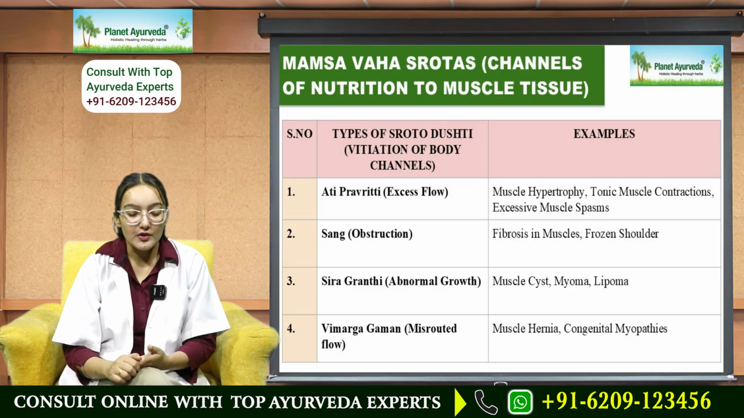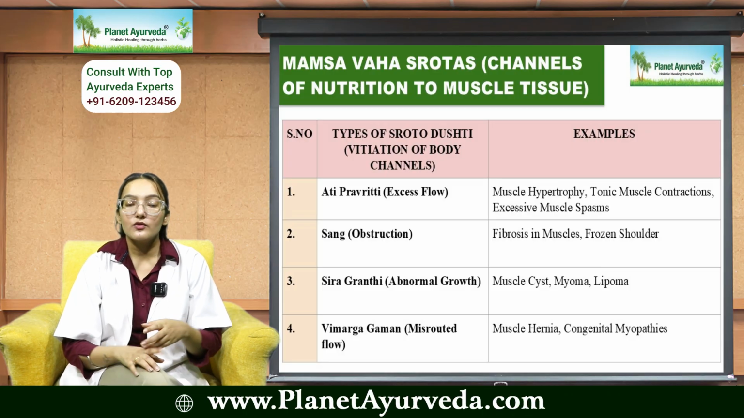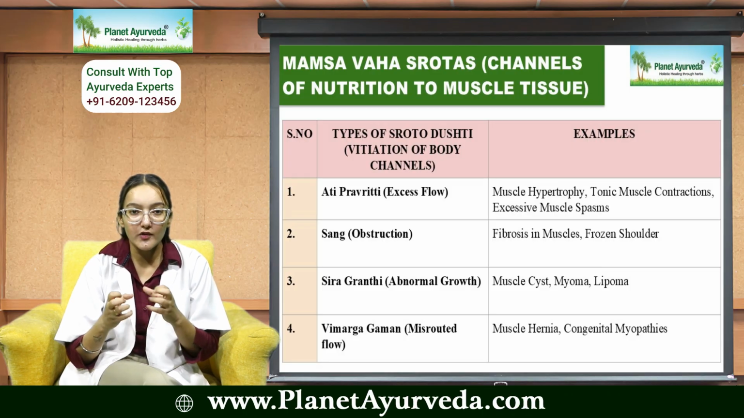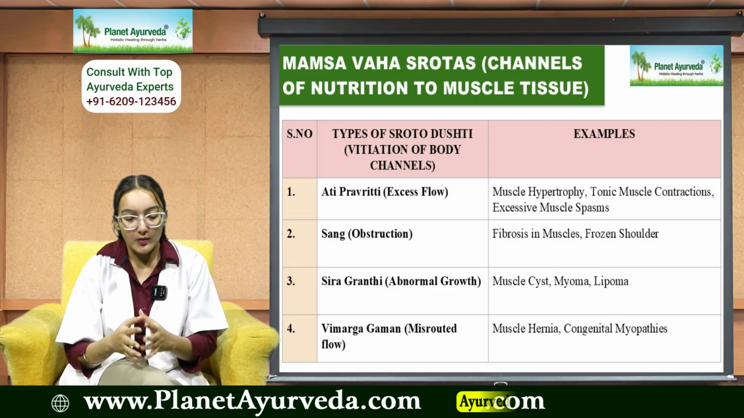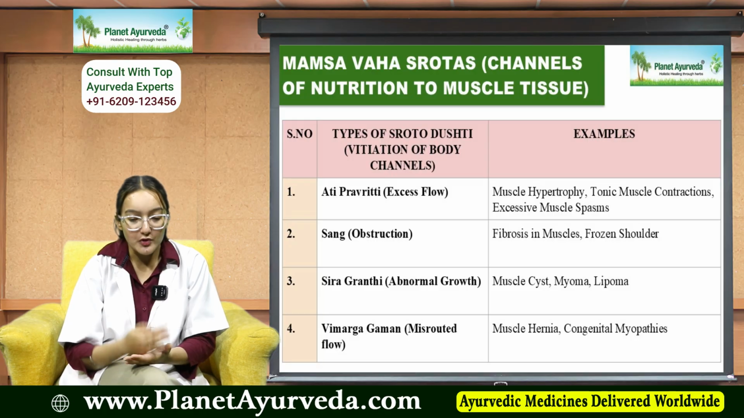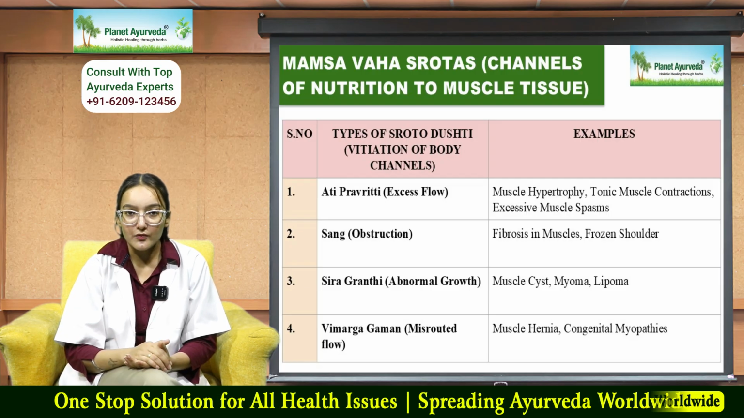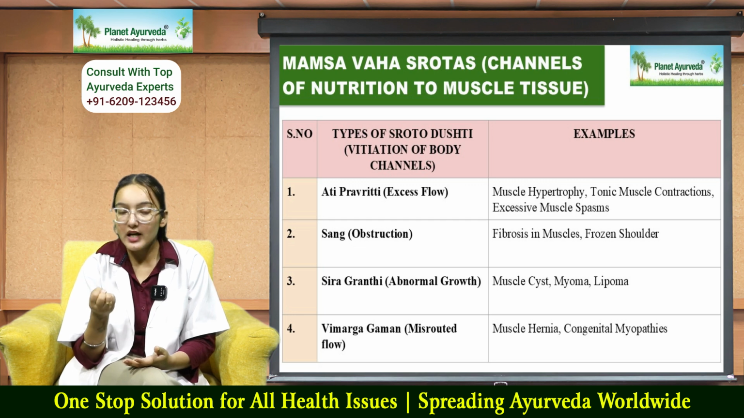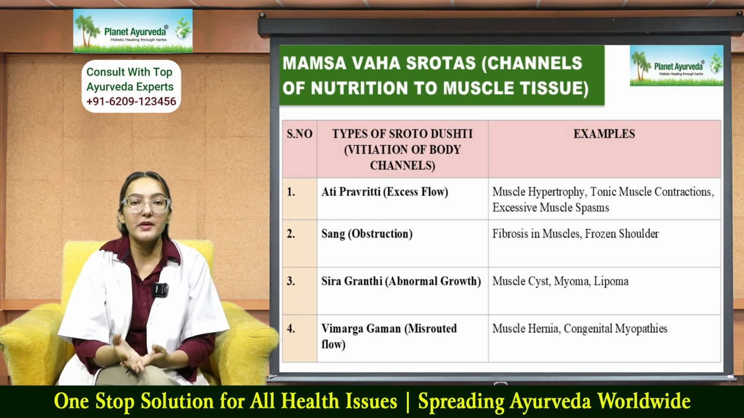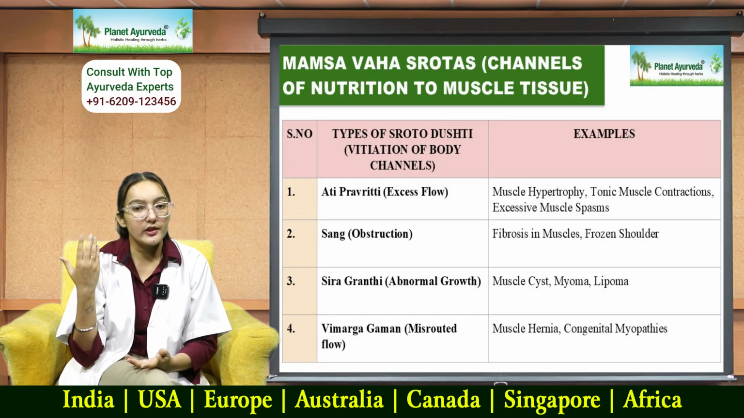Then comes obstruction. In case of obstruction, there will be fibrosis in muscles. Whenever there is connective tissue formation in the muscle tissue, fiber-like structures form in the muscle tissue, there will be obstruction. Frozen shoulder also occurs due to fibrosis in the muscle tissue. Then the muscle tissue will not be able to contract or relax. Due to that, one may experience frozen shoulder. They will not be able to move their shoulder joint.